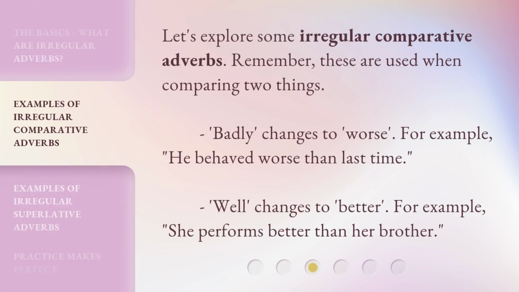Let's explore some irregular comparative adverbs. Remember, these are used when comparing two things. Badly changes to worse. For example, he behaved worse than last time. Well changes to better. For example, she performs better than her brother.